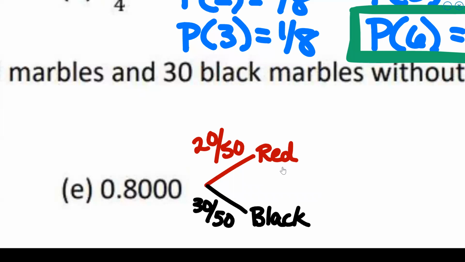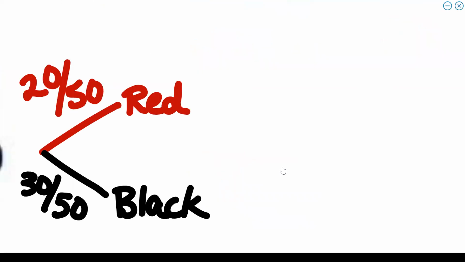Oh, sorry, it's going all over the place, but this is the only way that I can think of that I can show this without it being super tiny on the screen. 20 out of 50, 30 out of 50. My tree diagram should show me all the possibilities. When I go to do another set of branches, this is the conditional probability now. So this is saying, assuming I picked red the first time, what could potentially happen now?